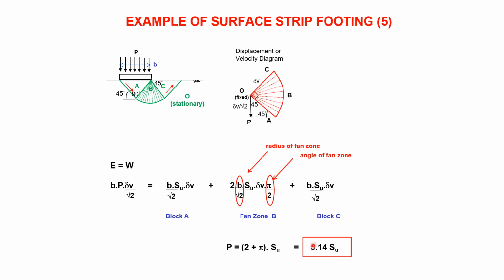So, notice that all of this adds up to 2 plus pi, 5.14, and there we have the exact solution coming at it from an upper bound. But remember, this is only an upper bound. Now we have to do it for a lower bound.